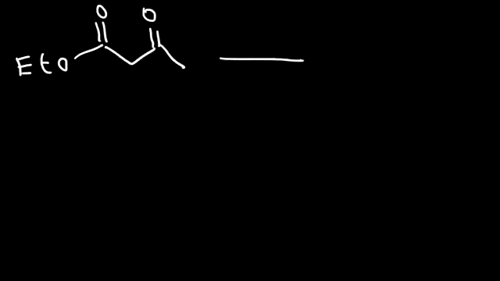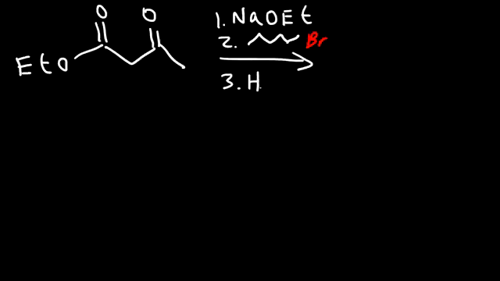Now let's work on another example. Go ahead and try this problem. So in the first step, we're going to use sodium ethoxide just like before. And then in the second step, we're going to react it with pentyl bromide, followed by the third step, which will be H3O+, and then the fourth step will be heat. So go ahead and draw the major product for this reaction.